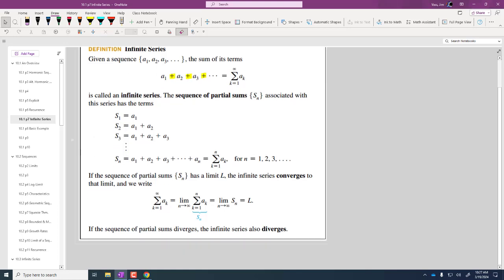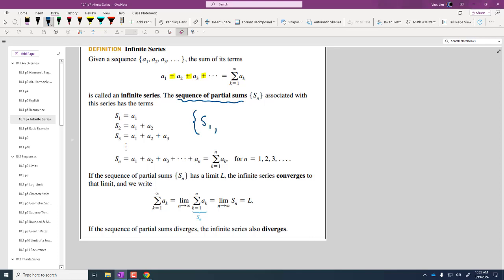What we are going to do to analyze our series is build another sequence. We've got our sequence of terms, we now have our series, and now we're going to build a second sequence. That second sequence is going to be the key to figure out whether the series converges or diverges. This second sequence is called the sequence of partial sums. And they are what you think.